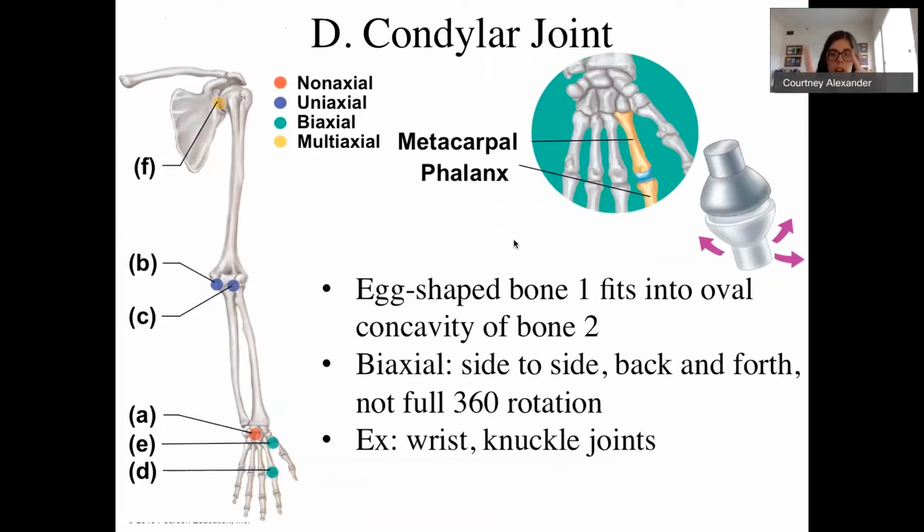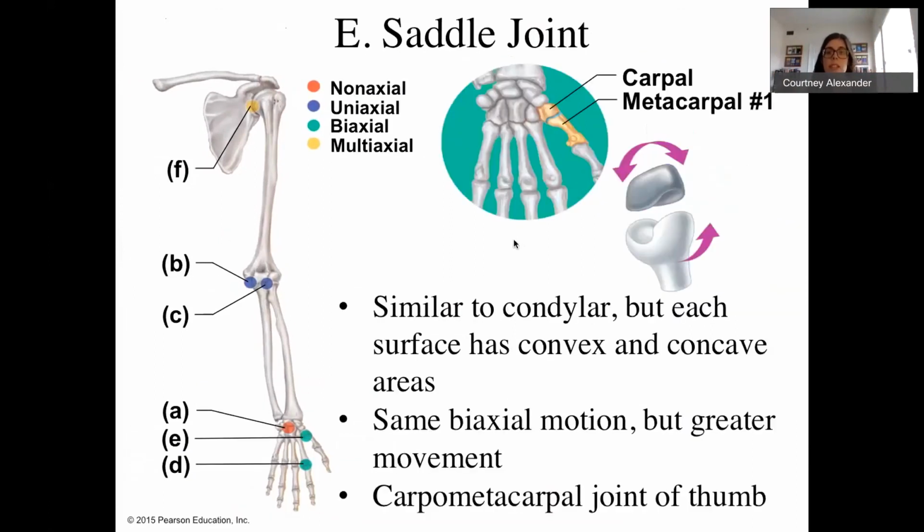So you can look at condylar when you move your knuckles, right? You can't move it in a full 360, but you do have a large range of motion. The saddle joints have an even larger range of motion because their surface has both a convex and a concave area. It's still considered biaxial, but it's a greater degree of motion.